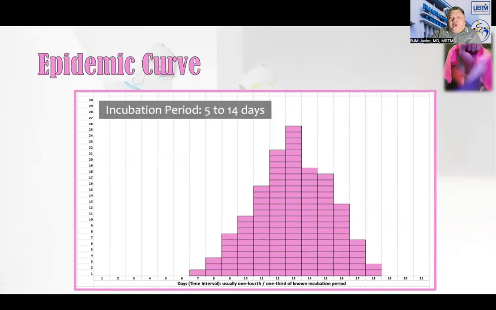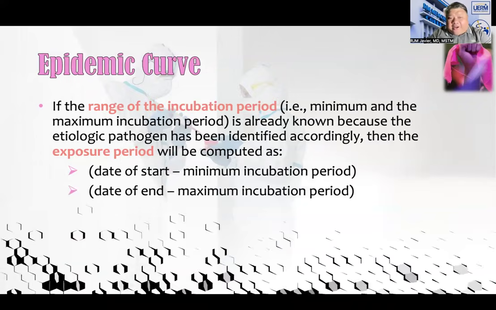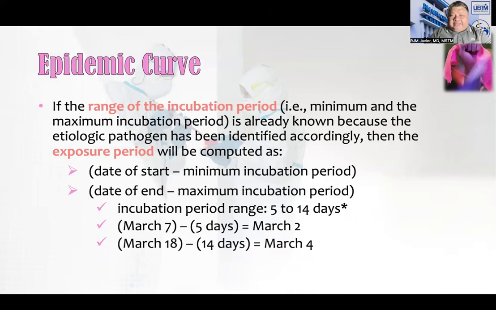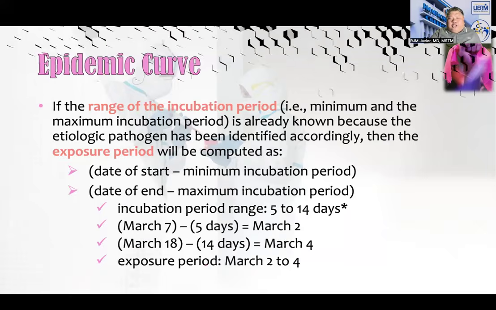So, for example, if you know for a fact that the incubation period of a known pathogen is somewhere around 5 to 14 days, and the first case was documented on March 7th, and the last case was reported on March 18th. So if we are to calculate, the incubation period would be from 5 to 14 days. First date is March 7 minus 5, the lower limit. That would give you March 2. And the last documented case, March 18, minus the maximum incubation period, gives March 4. So the exposure period should be somewhere from March 2 to March 4.